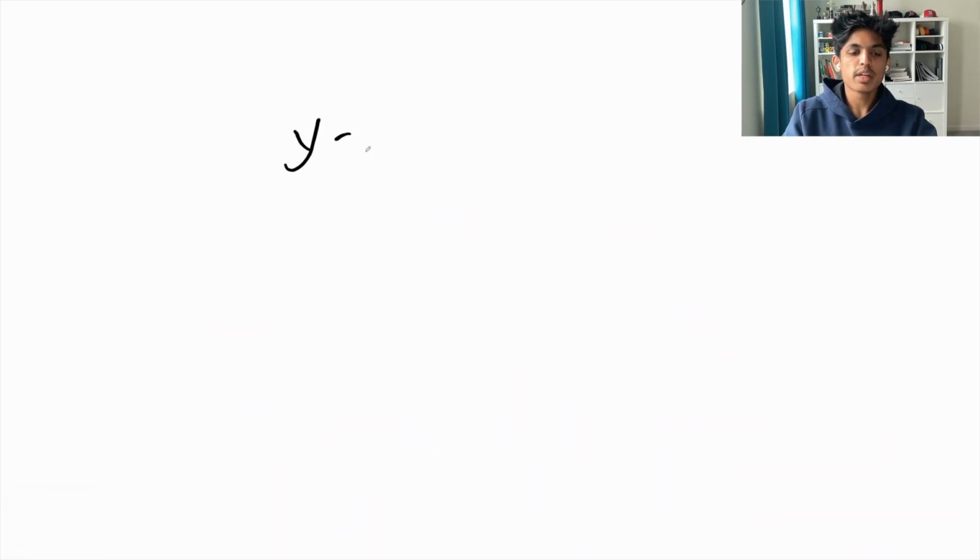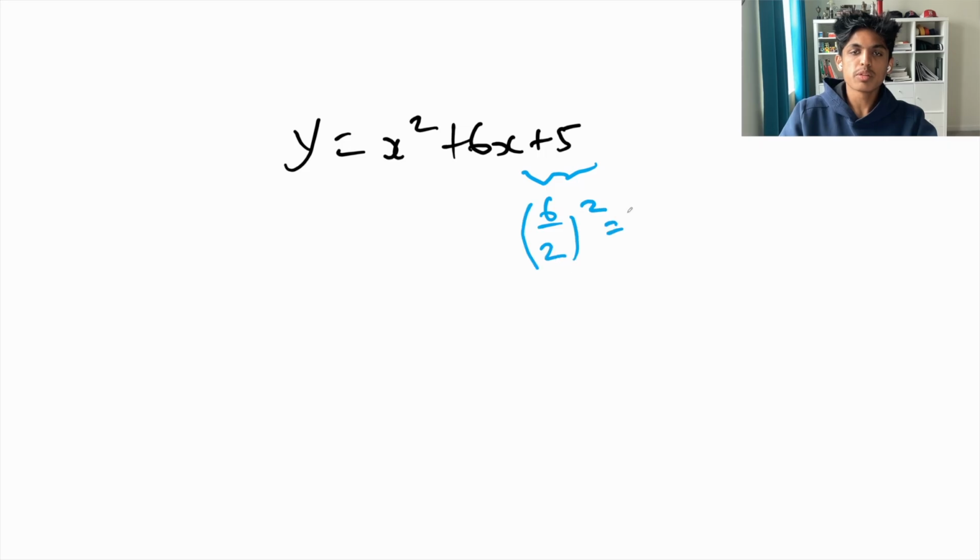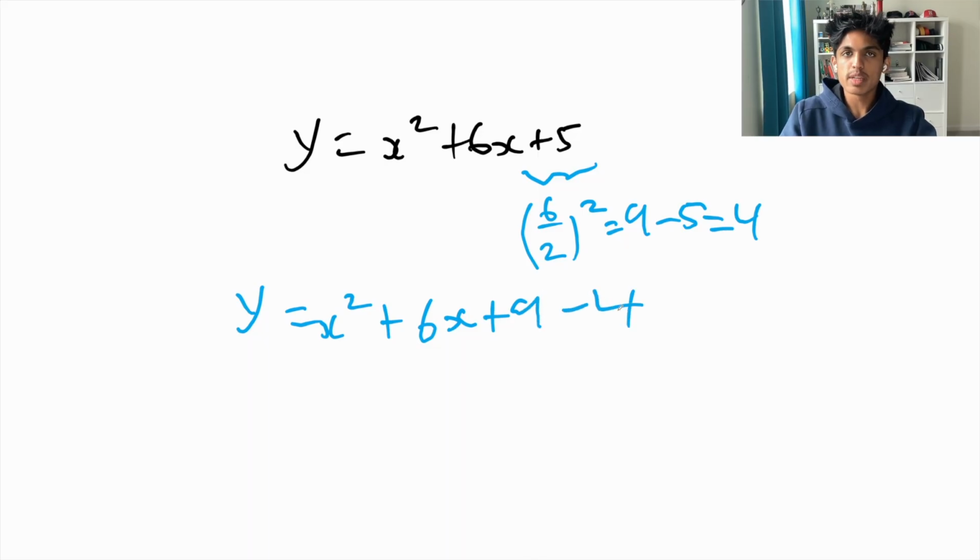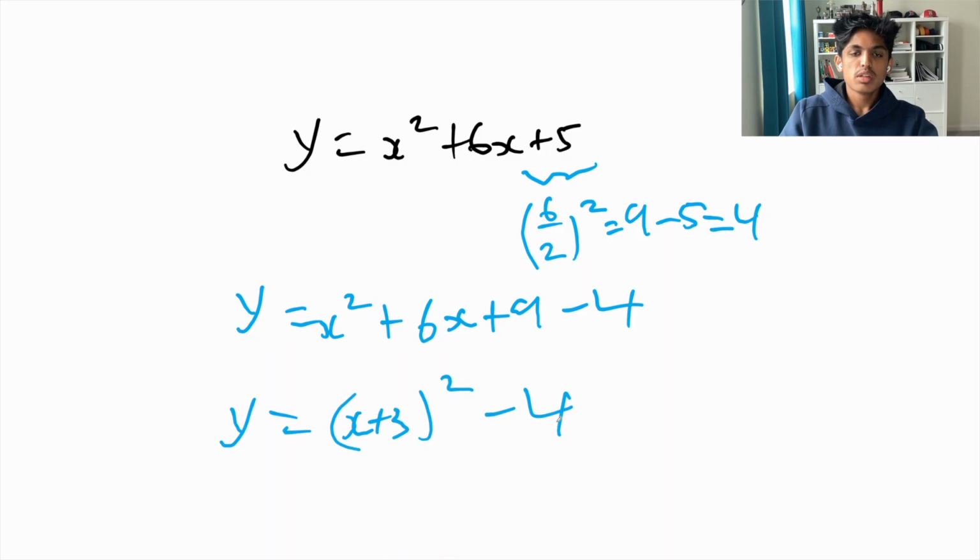Let's say that I have y is equal to x squared plus 6x plus 5. To complete the square on this one, it's going to be a similar process as before. I'm going to turn this into 6 divided by 2 squared equals 9, then subtract 5 to get 4. This time, instead of adding 4 to both sides, I'm just going to write this as this, but I'm going to subtract 4 from the right-hand side. So basically I'm adding 4 and subtracting 4. This shouldn't change anything, but this should give me the same quadratic, but in vertex form.